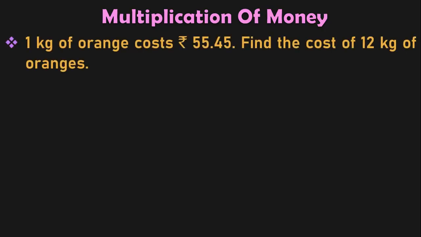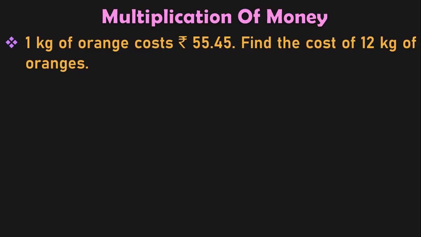The next concept that we are going to do in this worksheet is multiplication of money. 1 kg of orange costs rupees 55.45, that is 55 rupees and 45 paise. Find the cost of 12 kg of oranges. In class 3, you would have dealt with only the rupee part.